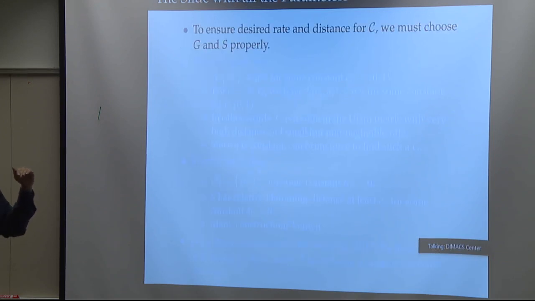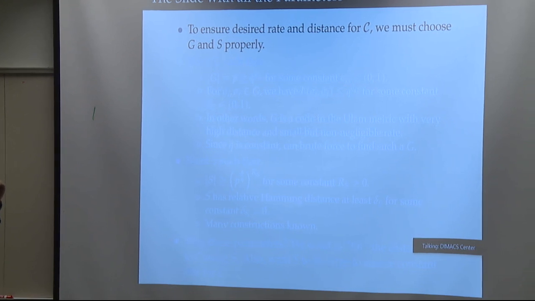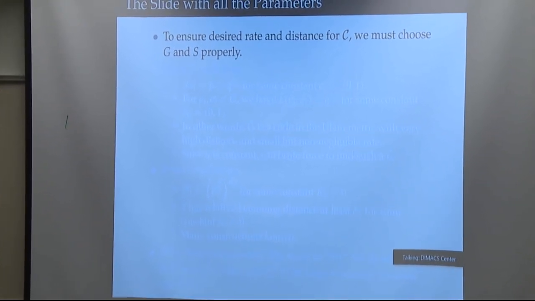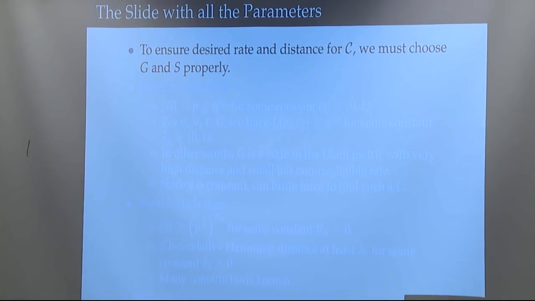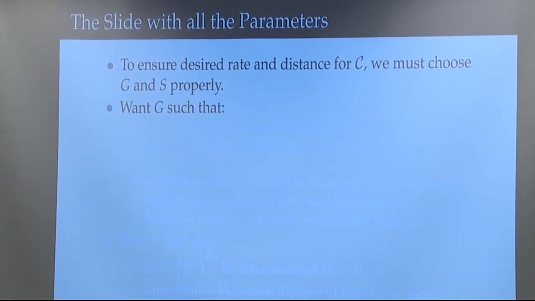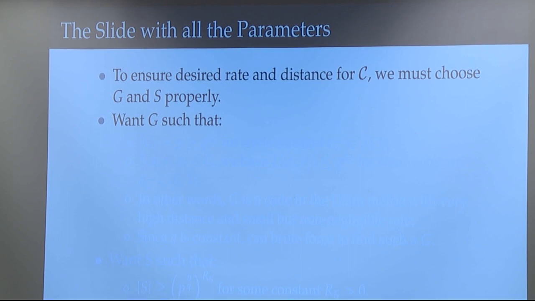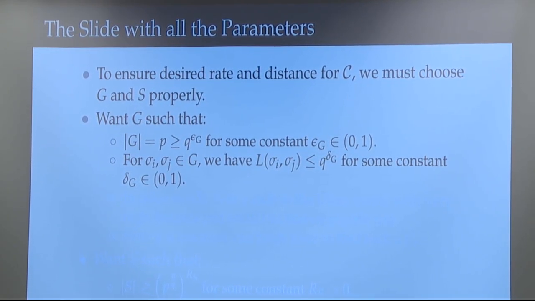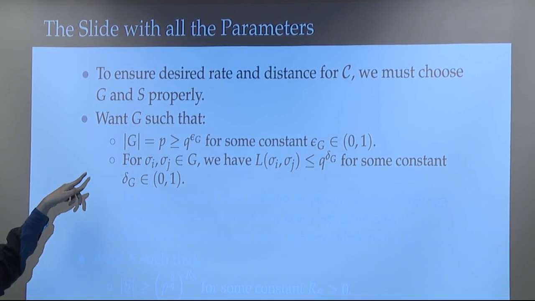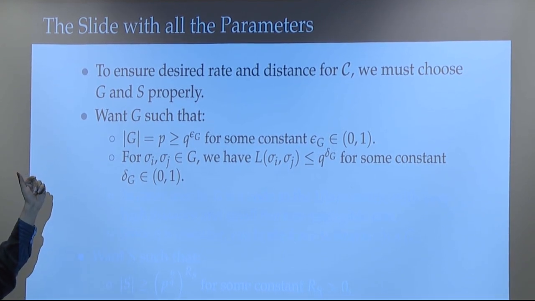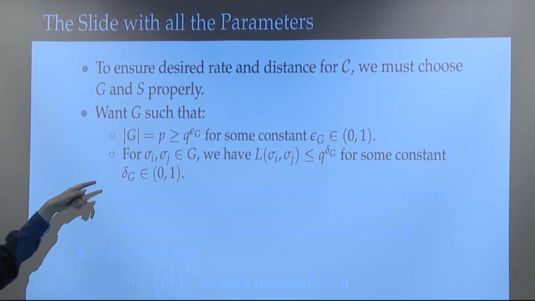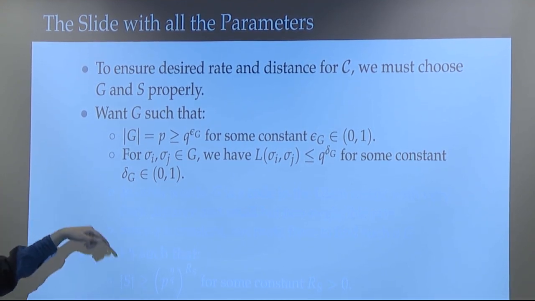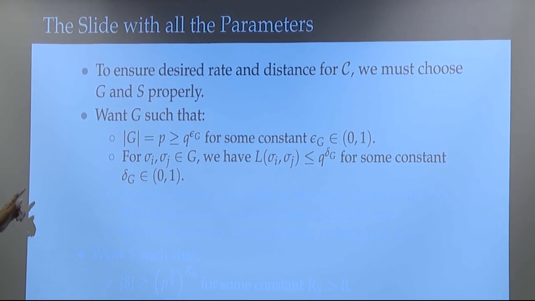Of course, you can do this construction with any G and S, but if you want to ensure the desired rate and distance for C, you will have to choose G and S properly. So this is a slide with all the parameters. I wouldn't stare at it too much, but I will say some stuff about why certain choices were made. So we want the size of G to be not too small. The size of G could potentially be as large as q factorial. We just want it to be q to the epsilon_G for some constant epsilon_G in (0, 1).